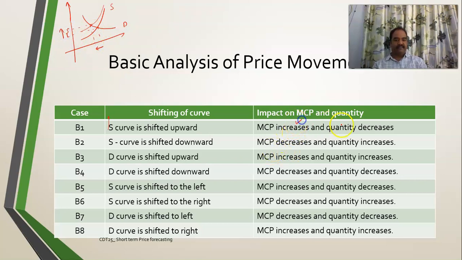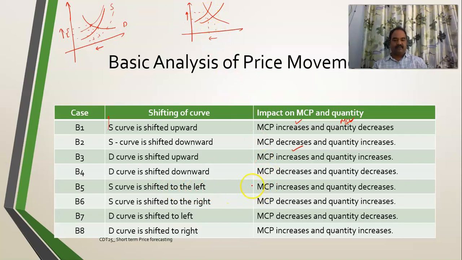Right? MCP increases and quantity decreases. Similarly, if S curve is shifted downwards, what will happen? MCP decreases, whereas MCV increases. This is MCV. Okay. Similarly, if I shift this one to left hand side, what is happening? If you carefully see, again the MCP is increasing and the MCV is decreasing.